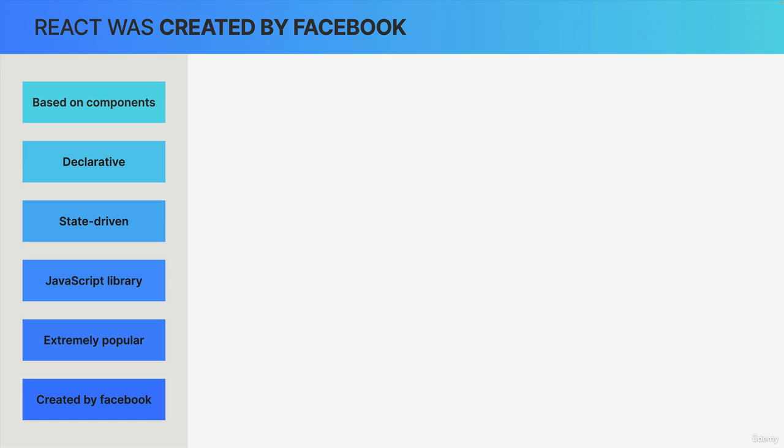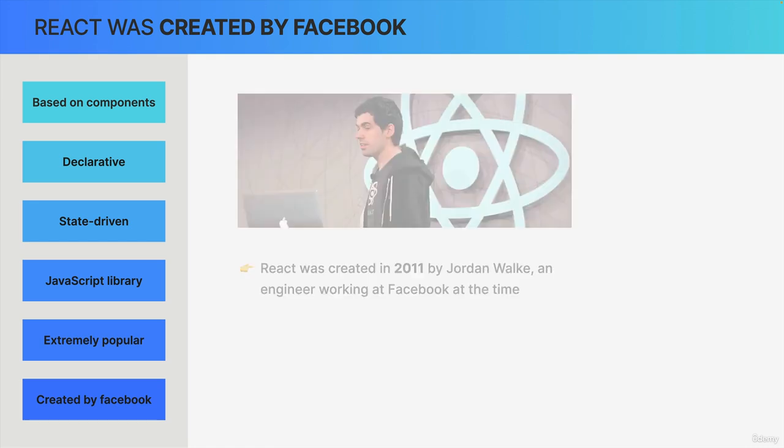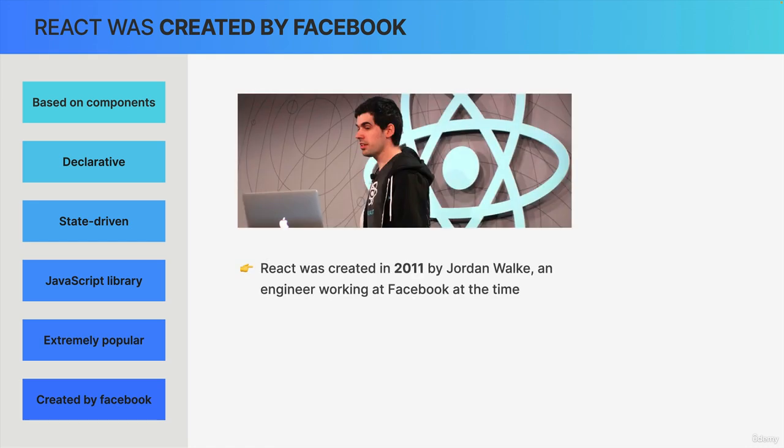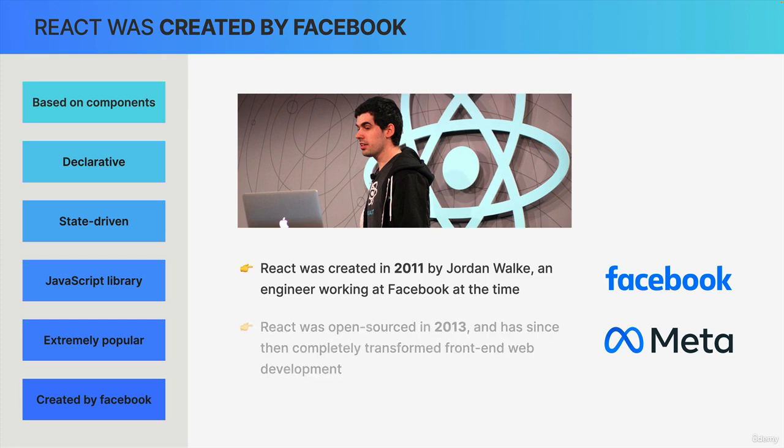And now our last topic is that React was created by Facebook. Well, more specifically, React was created in 2011 by Jordan Walke, who is an engineer who was working at Facebook at the time. So that's why we say that React is backed by Facebook, or now by Meta. So there, React was first used on the newsfeed and also the chat app, and from there it spread out to the entire Facebook and also the Instagram applications. Then, in 2013, React was open sourced for everyone to use it, and the rest is history.